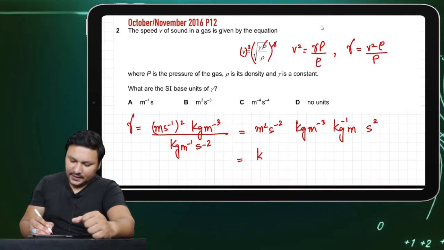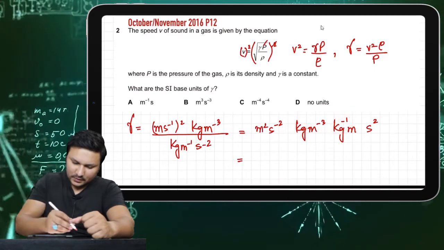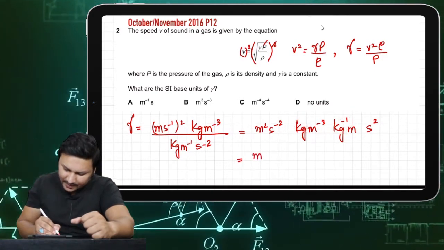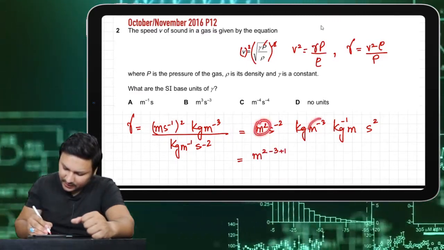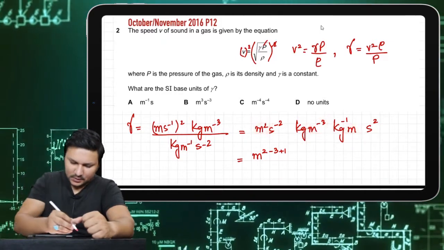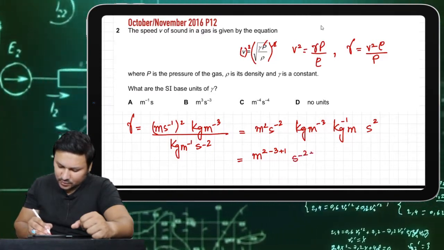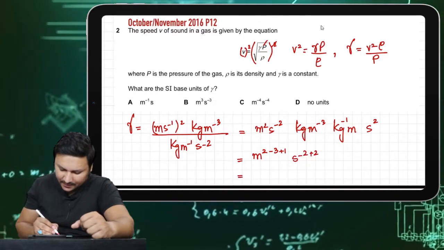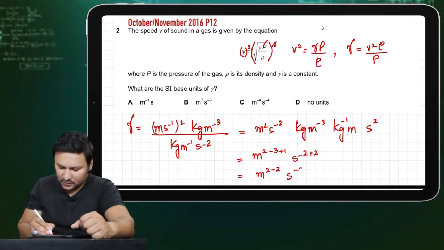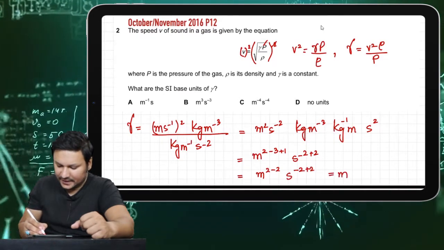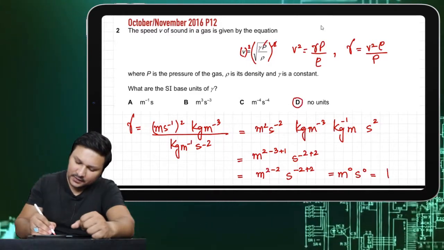So here kg and kg minus 1 becomes 0, and m square minus 3 plus 1, and s minus 2 plus 2. So in that way, m will be having 2 minus 2, s minus 2 plus 2. In that way, m will be having no unit, s will be having no unit, and we also will be having no base unit.